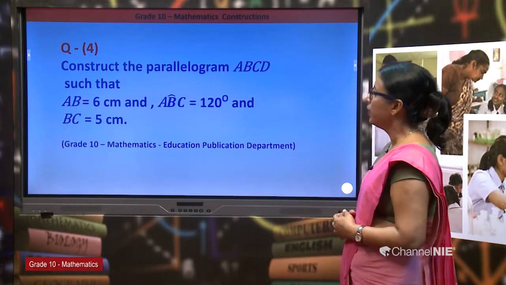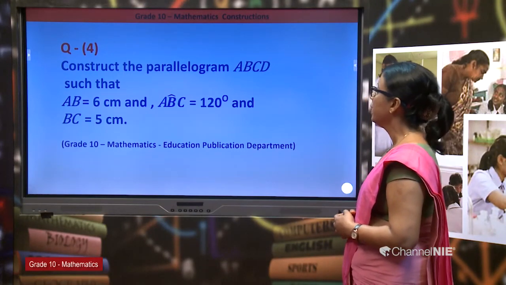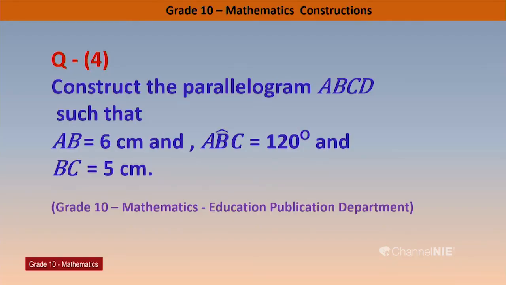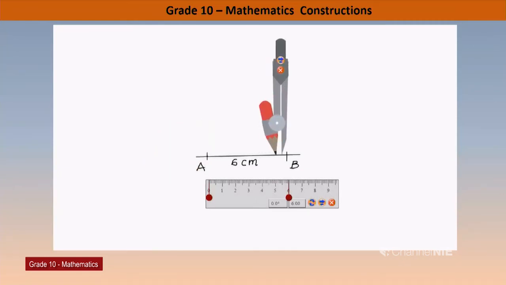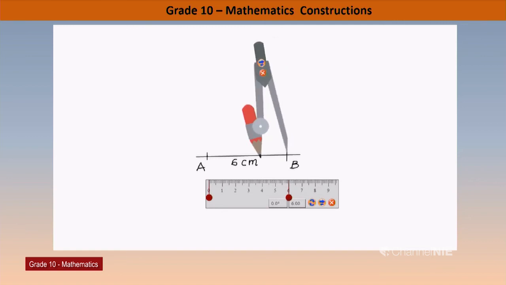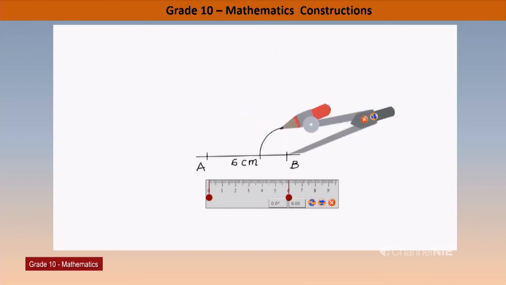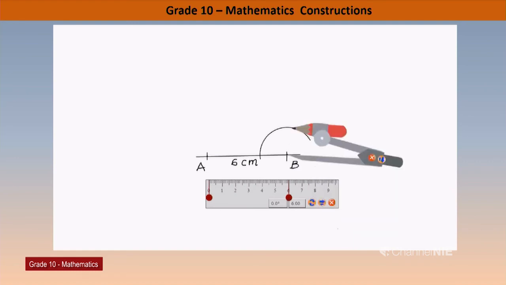Let us go to the 4th question. Construct parallelogram ABCD such that AB equals 6 centimeter and angle ABC equals 120 and BC equals 5 centimeter. So, this time we have to construct a parallelogram. I have taken the base as AB. I have constructed line segment AB 6 centimeter. You also can construct AB line segment 6 centimeter. Next, we want to construct 120 degree on B.